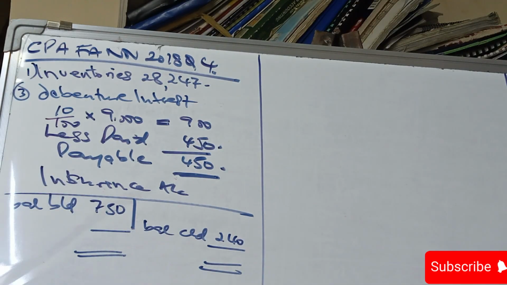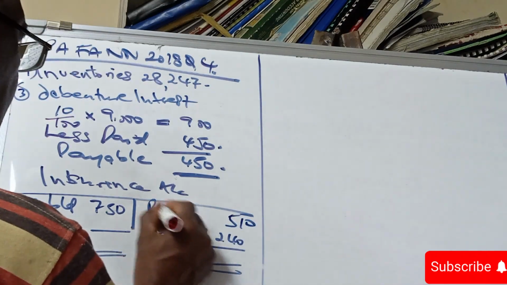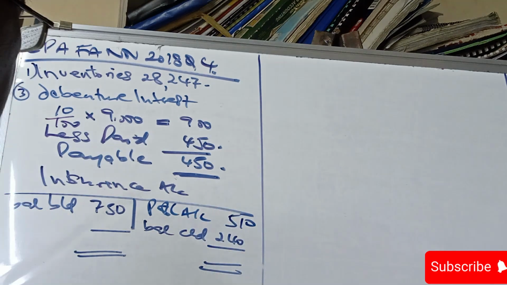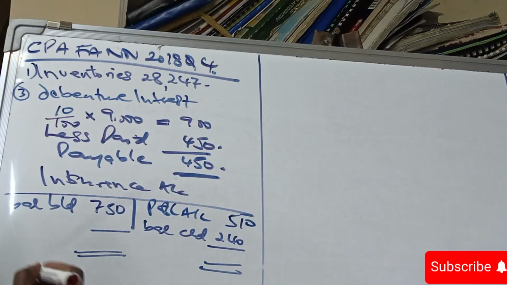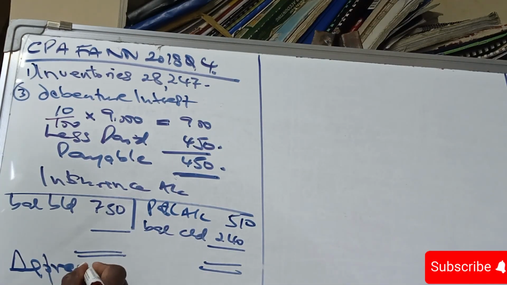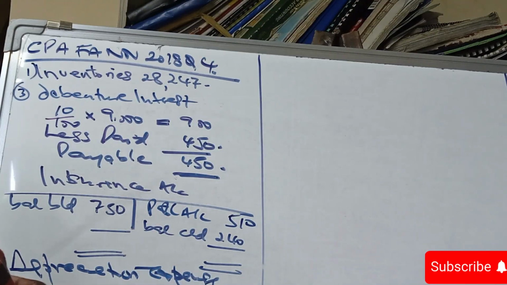750 minus 240, we get a figure of 510. So that's what we take to the P&L account or the income statement, 510. Then we are told depreciation computation, depreciation expense. We have plant and machinery, we have motor vehicle, we have computer hardware.